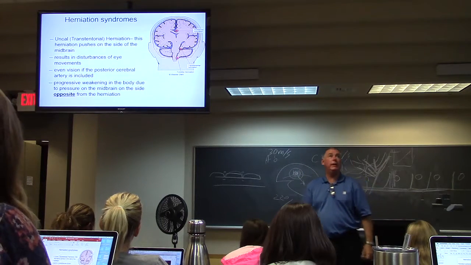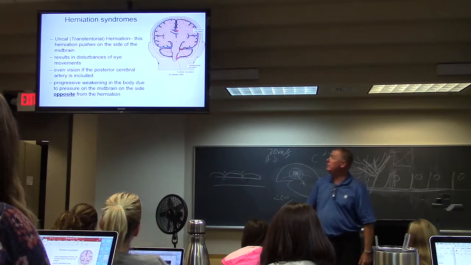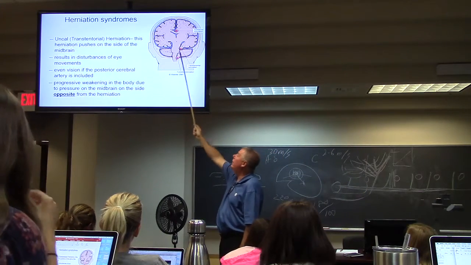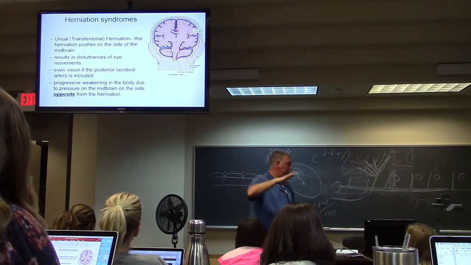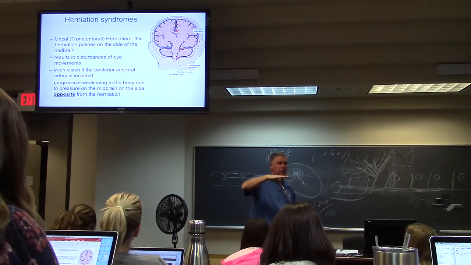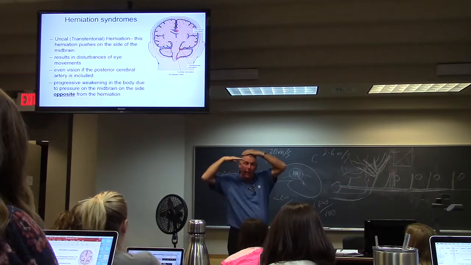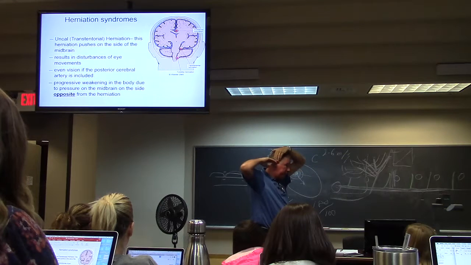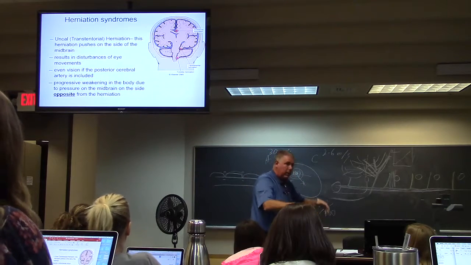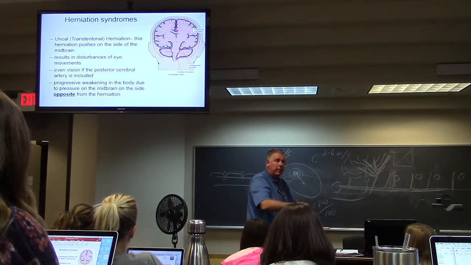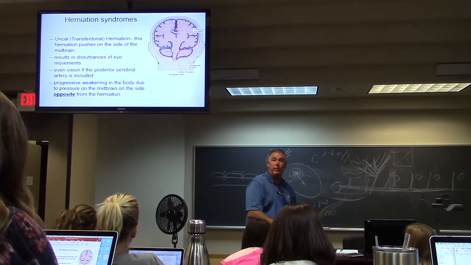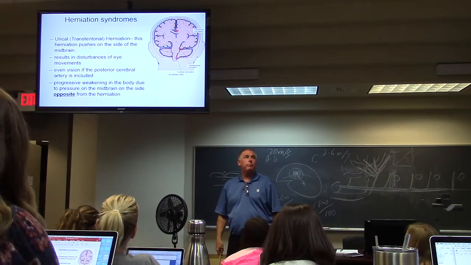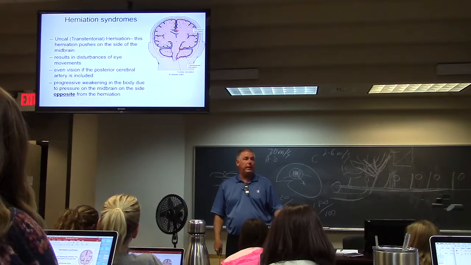Another type of herniation is a transtentorial herniation that you see here. So you've got the tentorium cerebelli that sits over the posterior fossa. You have pressure up here, it's pushing down into the opening of the tentorium cerebelli, which is where the brainstem is. There's the brainstem. You don't want to go pressing on the brainstem.